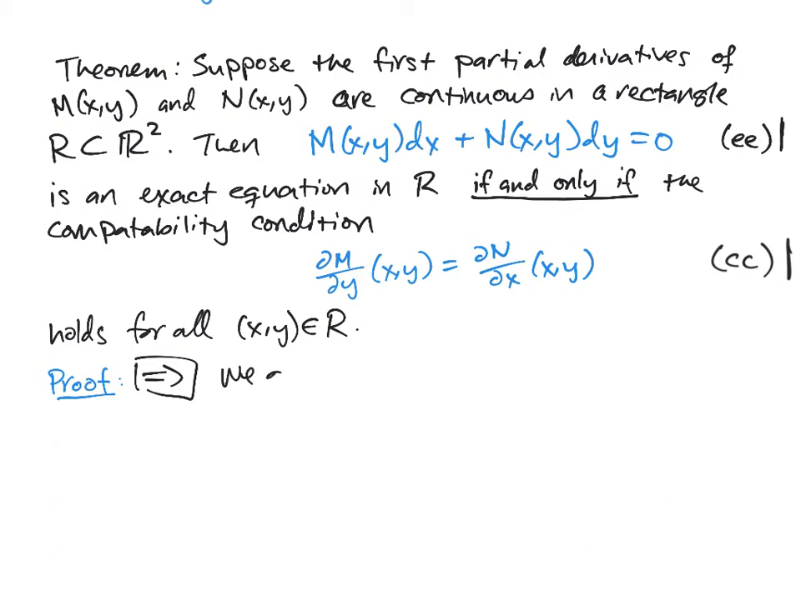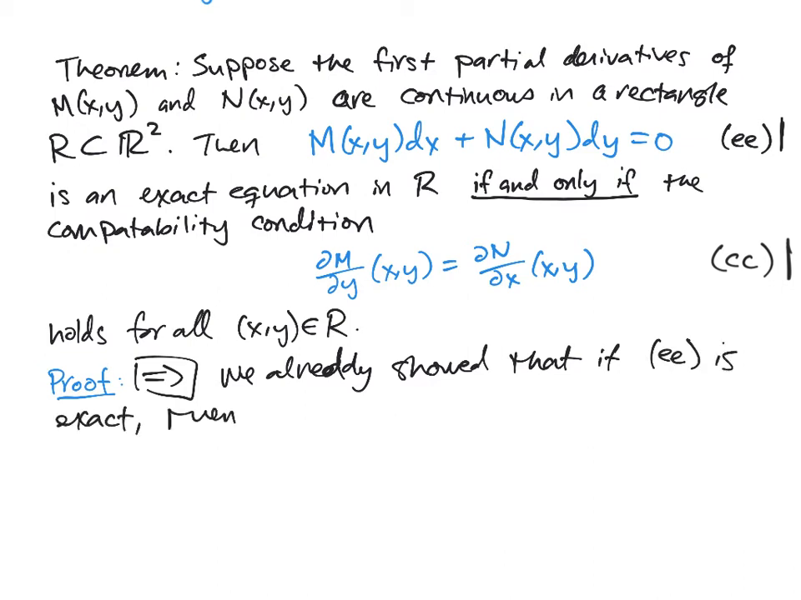We already showed that if EE is exact, then CC holds. But this if and only if means that these two things, the equation being exact and the compatibility condition holding, are true at the same time. So we have to prove the other direction now, that the compatibility condition implies that our equation is exact.